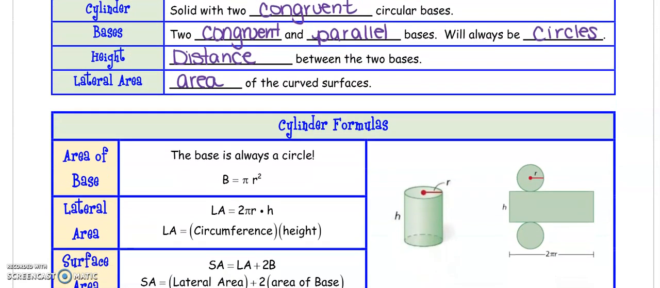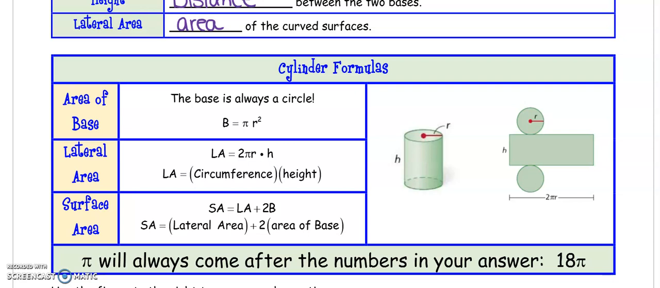Okay, now think about a soup can for a moment. When we talk about the lateral area, it's kind of like the soup label, right? If you've ever pulled off that soup label, notice it's just going to be a rectangle. We're basically finding the area of that rectangle that has a length of the circumference of the circle.